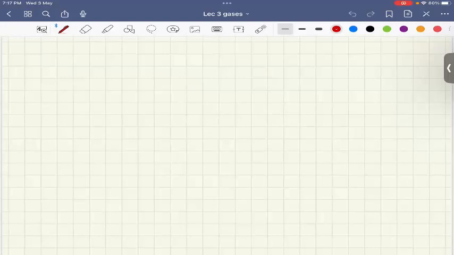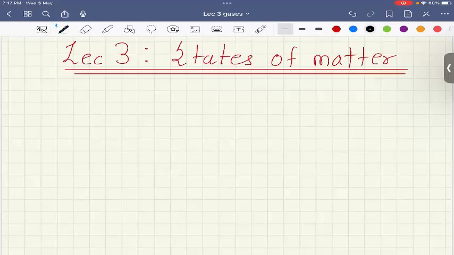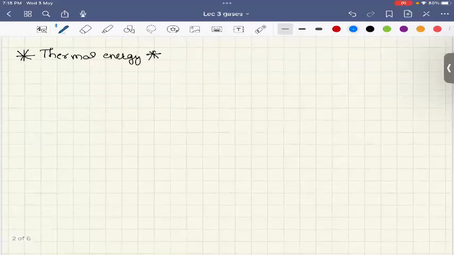So let us begin. The topic is lecture 3, states of matter. The first thing we are going to study is thermal energy. The thermal energy is the energy of a body due to the motion or movement of its atoms or molecules. It is directly proportional to the temperature of the substance, and it is a measure of the average kinetic energy of the particles of the matter, and is therefore responsible for the movement of particles. This movement of particles is also called thermal motion, and this thermal motion is the motion which keeps the molecules apart.